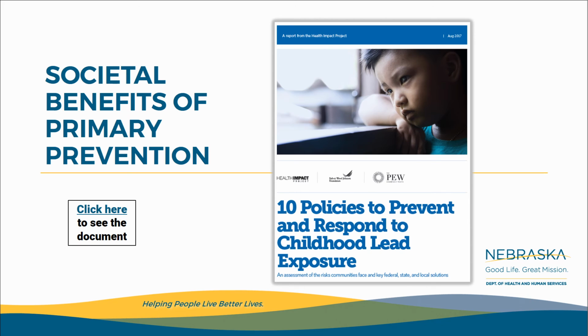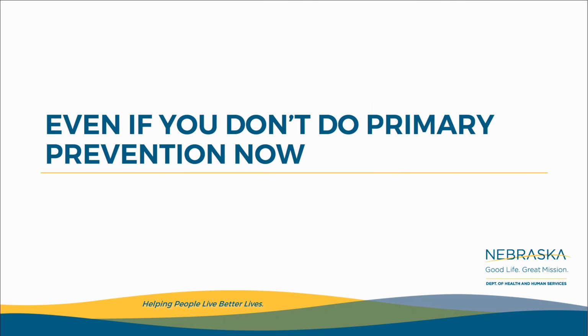Three policies all had fewer costs to administer than long-term benefits. These are increased enforcement of the renovation, repair, and painting rule, removing lead-based paint hazards from low-income housing, especially that built before 1960, and reducing lead in drinking water in homes built before 1986. So what does this mean for you?